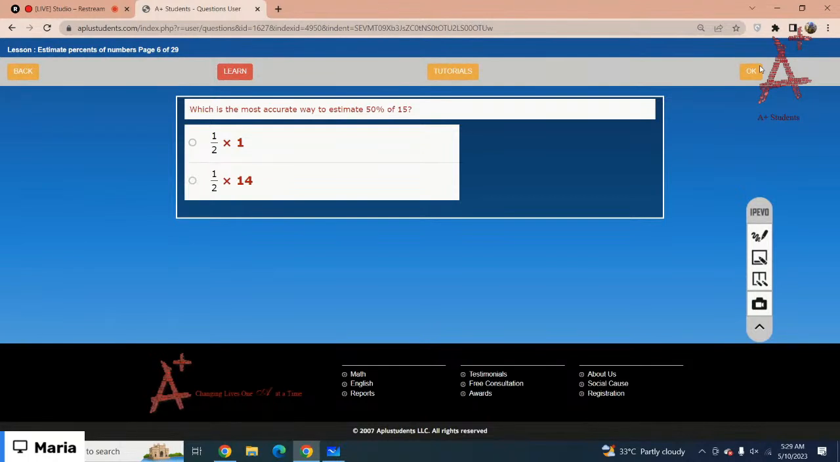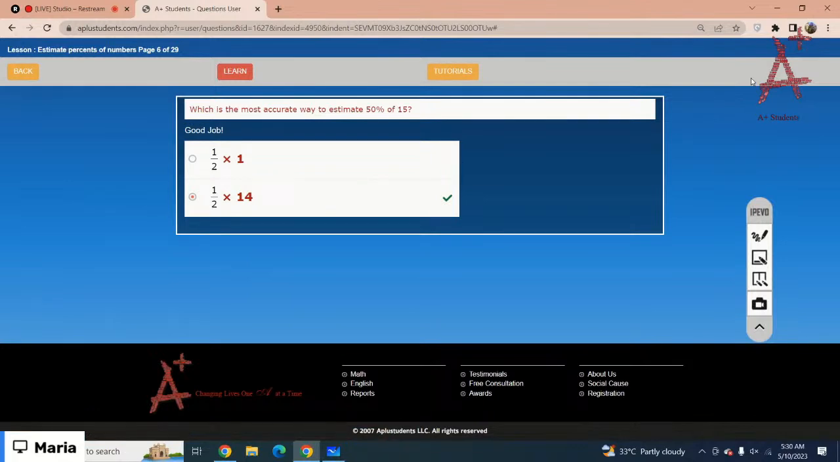What is the most accurate way to estimate 50% of 15? Which is the correct option? It would be 1/2 times 14, which is half of 14. Because 50% means 1/2, and the nearest easy number to 15 is 14. So it would be 1/2 times 14.